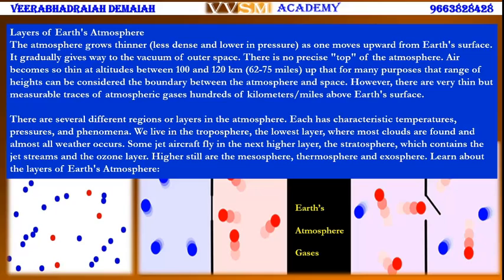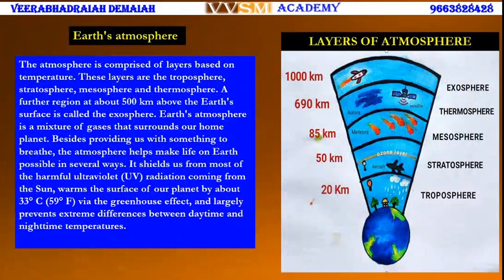It is necessary to know the Mesosphere, Thermosphere, and Exosphere, which are the layers of the atmosphere. The Earth's atmosphere is comprised of layers based on temperatures. These layers are the troposphere, stratosphere, mesosphere, and thermosphere. A further region at about 500 kilometers above the Earth's surface is called the exosphere.